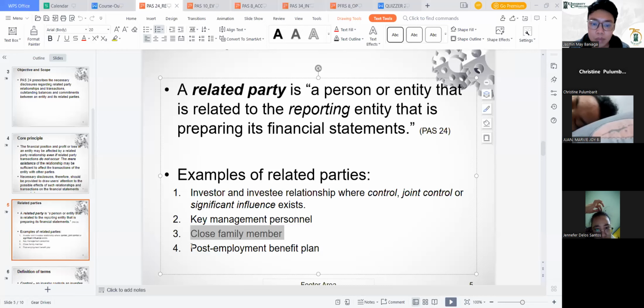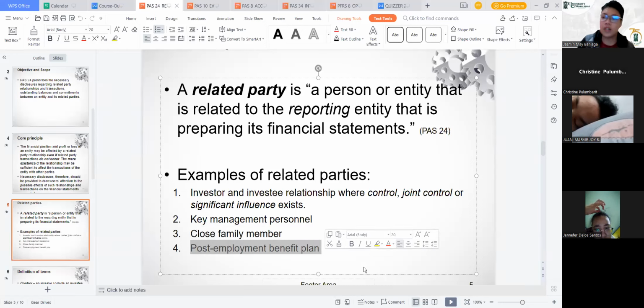And lastly, post-employment benefit plan. We will come to the accounting standard for employment benefits. But practically, post-employment benefit plans are, of course, when it comes to the benefits engagement with our employees and different personnel of our entities. That's the time or the case where we need to disclose, if there's a plan or program as to number 4, post-employment benefit plan, which might be considered a related party disclosure.